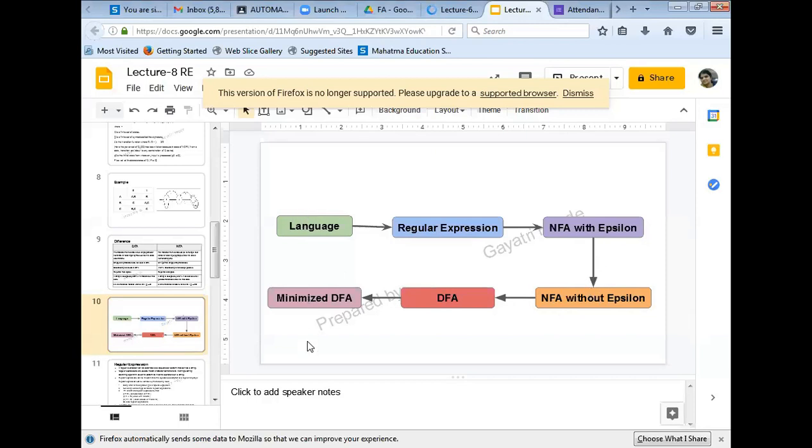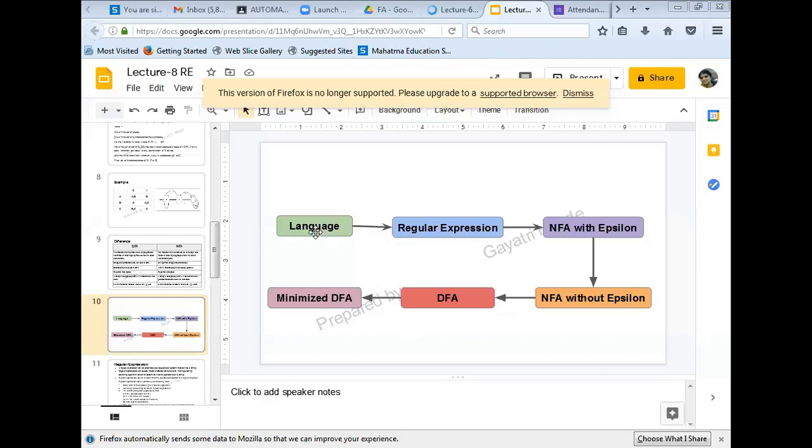We'll start today with language to regular expression. This will be our first task. Language to regular expression, also known as RE. We have seen how to design a machine for a given language. What is a language? It describes, for example, accepting the strings which end with 101. That is the language for which we should design the machine.